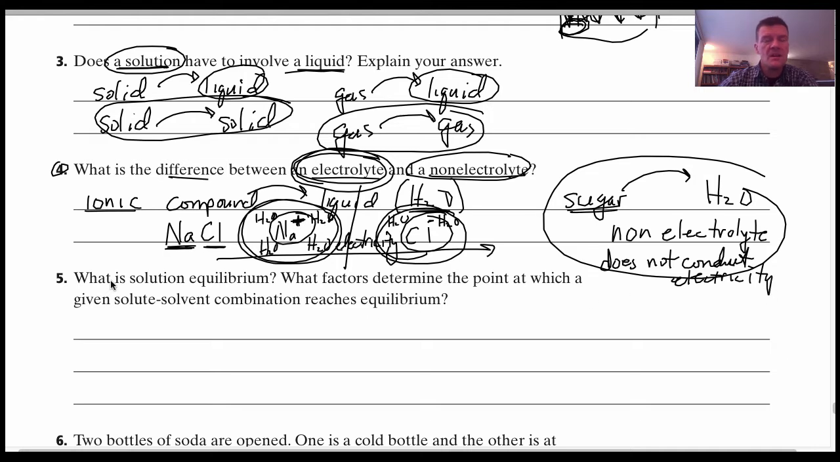All right, number 5. What is solution equilibrium? Well, remember, equilibrium in itself means that there's going to be a balance. And we'll talk about what is in balance, what is going to be the same here, and what factors determine the point at which a given solute-solvent combination reaches equilibrium.